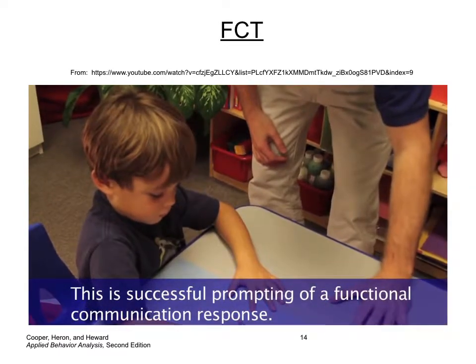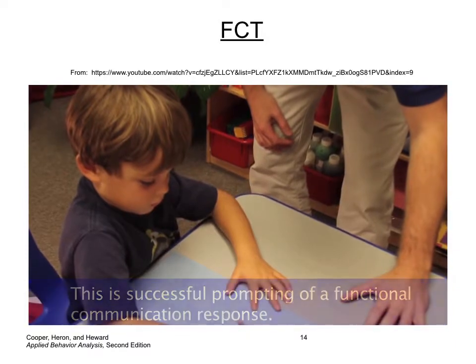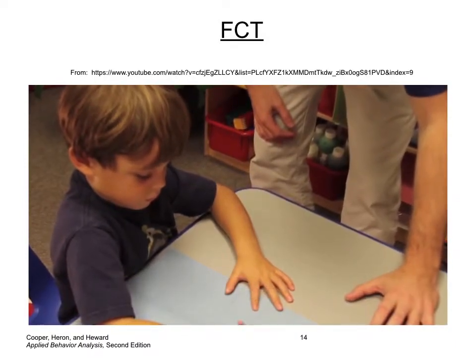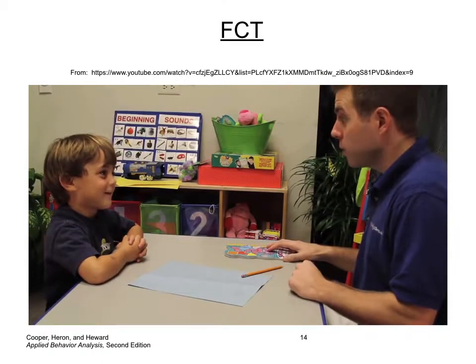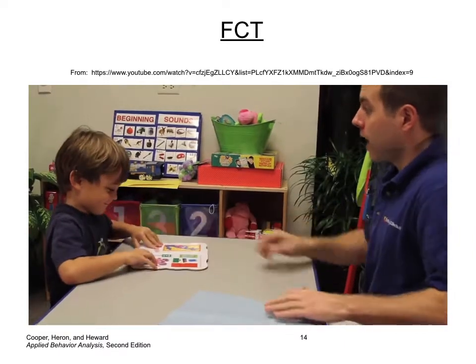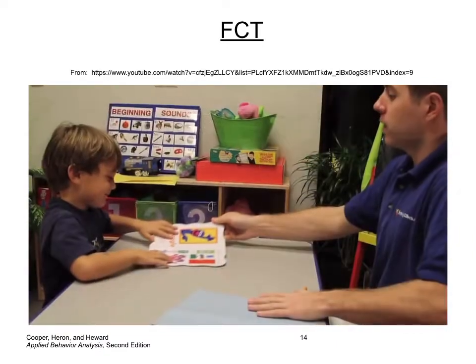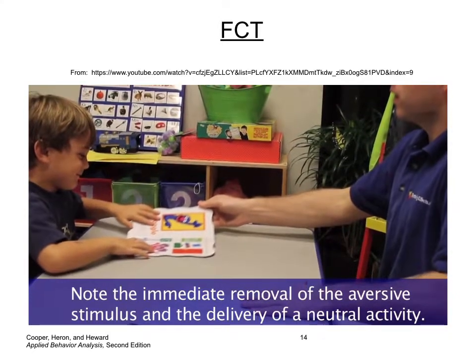This is successful prompting of a functional communication response. Note the prompt of the appropriate response. Remember, if you need a break, you can say, I need a break, please. I need a break, please. Okay, you can have a break with the book. Nice asking for a break. Note the immediate removal of the aversive stimulus and the delivery of a neutral activity.